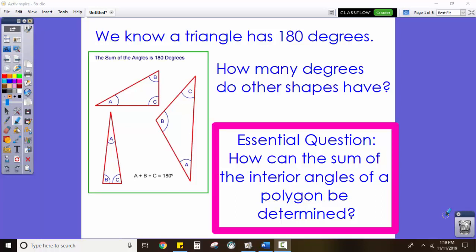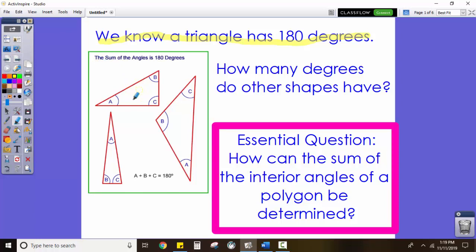Okay, for this next section, we're going to be looking at polygons, which are just shapes, and their degrees. There's a couple things that we need to make sure we review that we learned earlier this chapter. And the first thing is that we already know that a triangle has 180 degrees. We took a look at all different types of triangles.